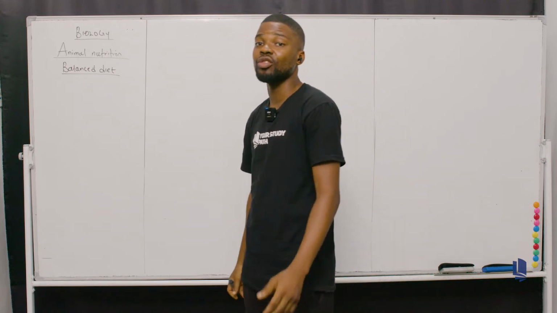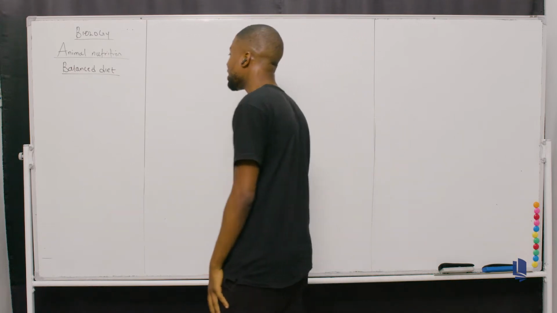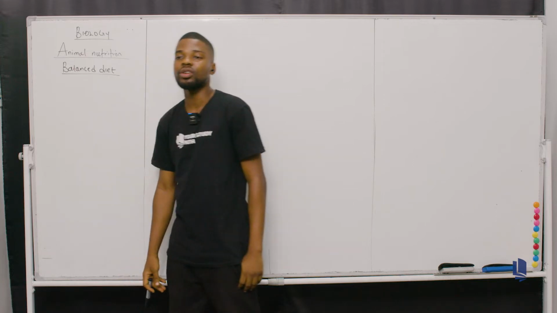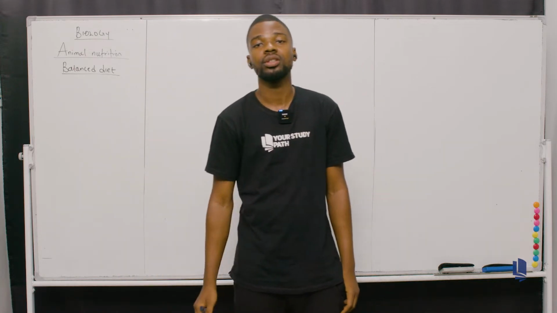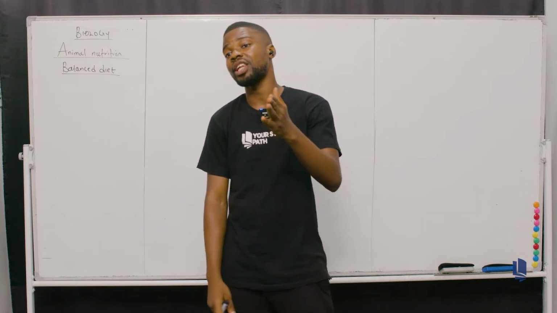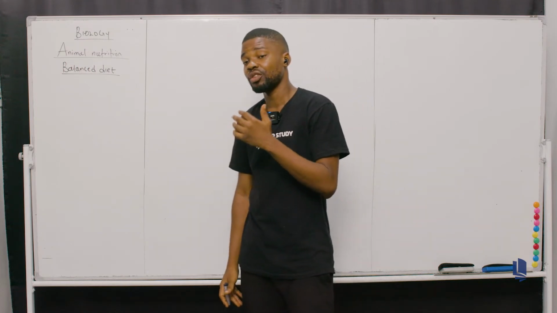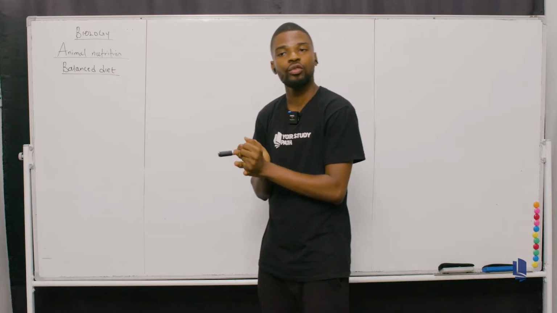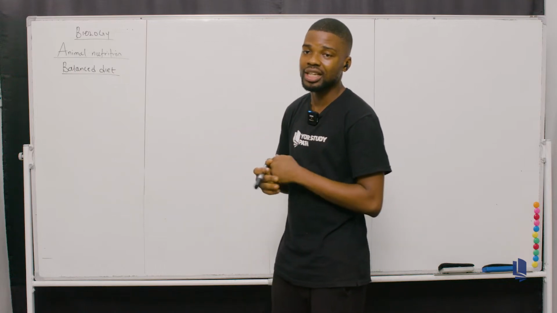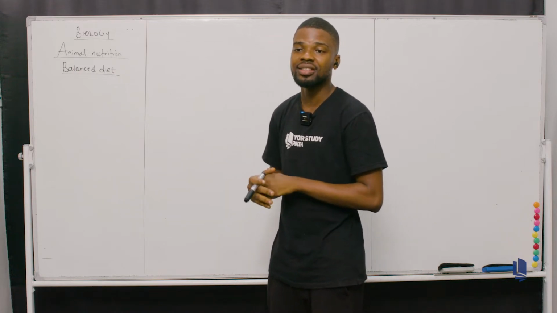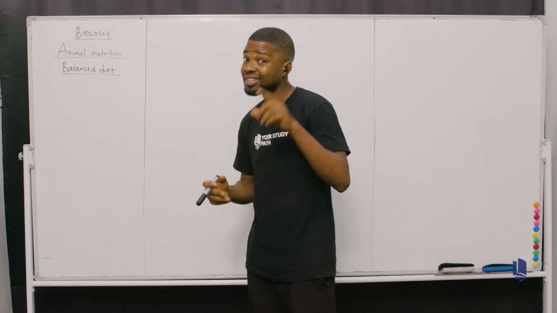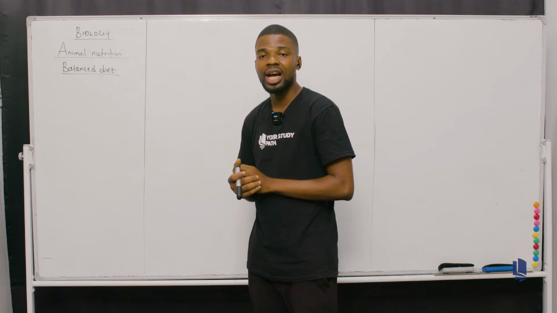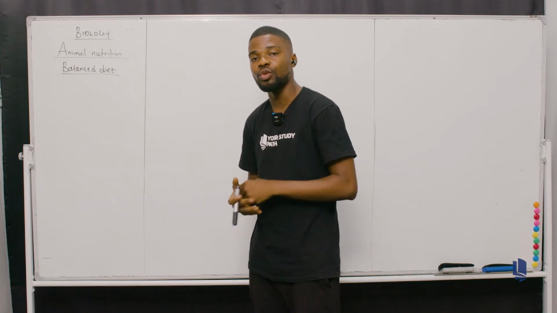If I tell you now to define balanced diet, most of you will tell me it's a diet that consists of all the 6 classes of food in the right proportion. But I tell you, if you put that definition into your book, for those who are WAEC, that's what we call total failure. You failed already because we don't have 6 classes of food. We got 7 classes of food.